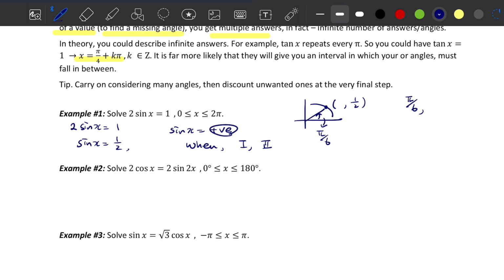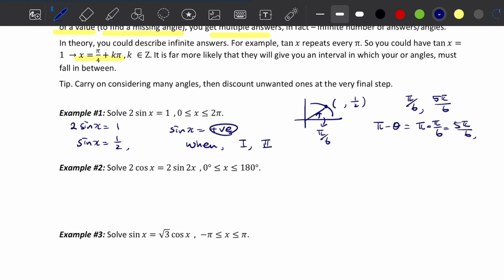Our next answer is located in the second quadrant, so we use the reduction formula, pi minus theta. Pi minus pi over 6 is 5 pi over 6. So you have two angles now. The next angle would be 2 pi minus pi over 6, which is 11 pi over 6. But this is after 2 pi, so this is not an answer. So you can say that these two are your answers.